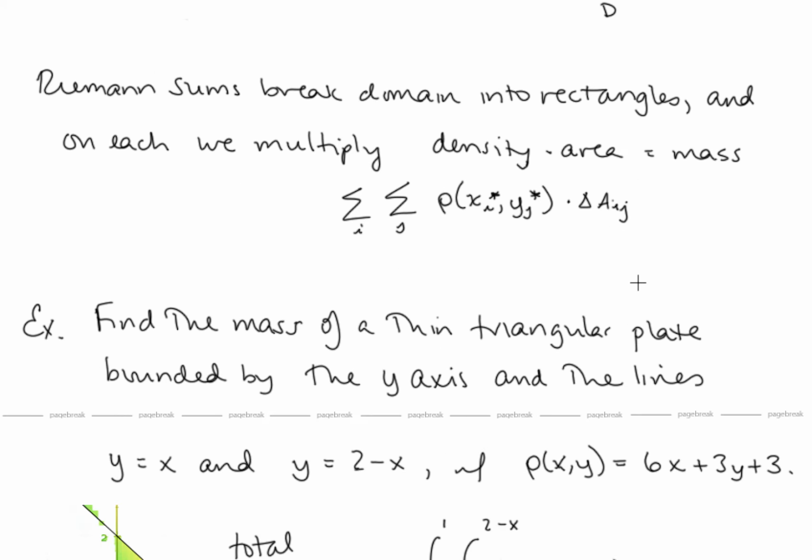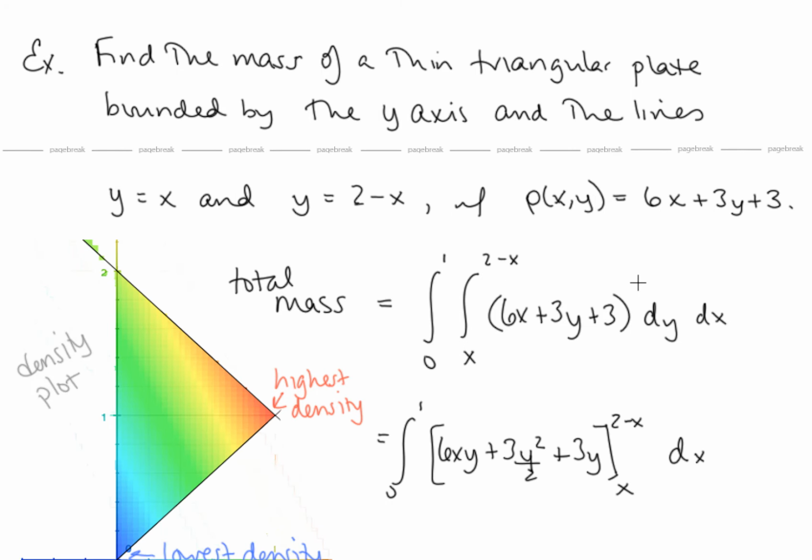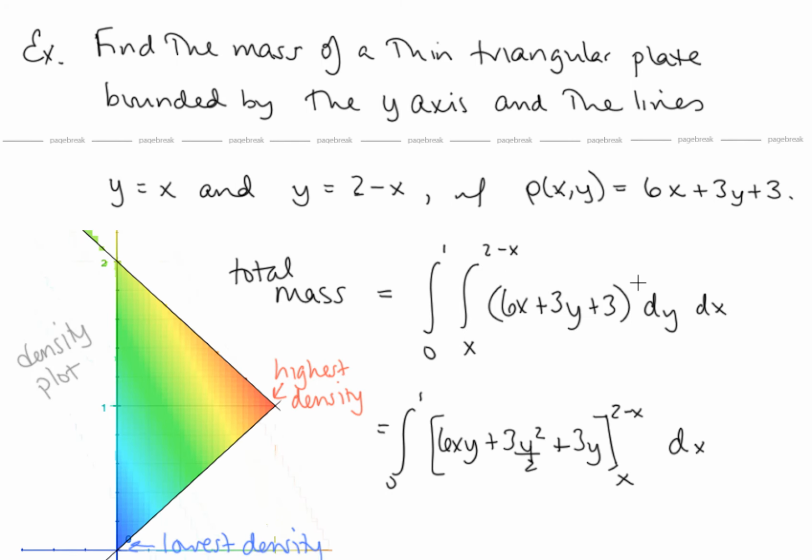So now let's find the mass of a thin triangular plate bounded by the y-axis and the lines y equals x and y equals 2 minus x, if rho of xy is equal to 6x plus 3y plus 3. Now the first thing I want to do is talk about this density plot here on our region. This kind of plot shows the different density values along this plate.